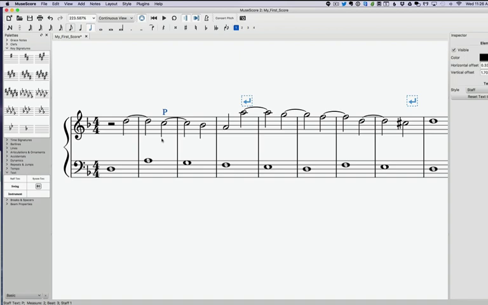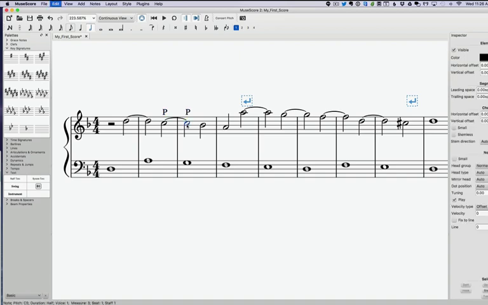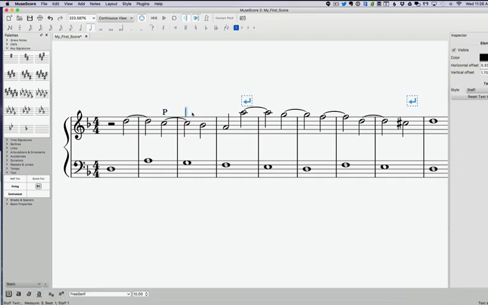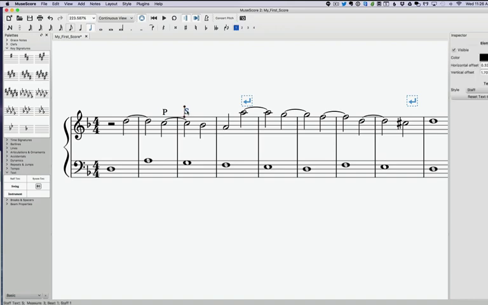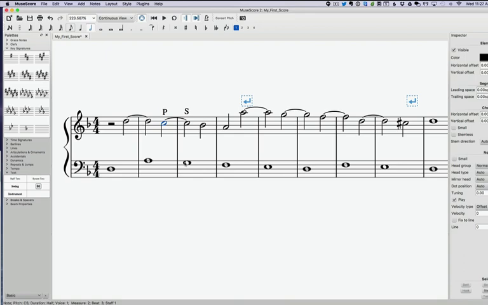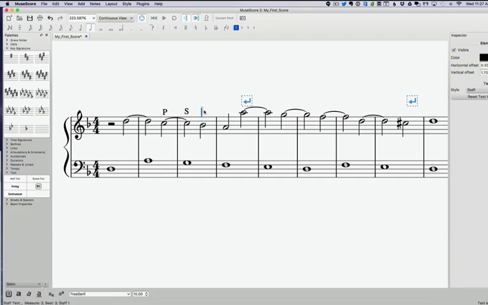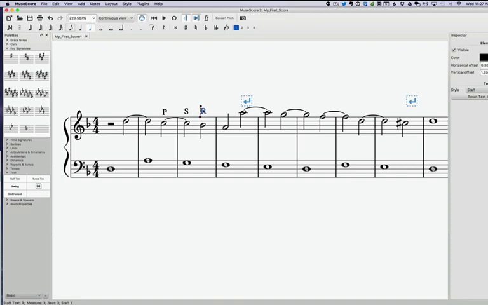The preparation is consonant. Our second thing is the suspension. That's right here. The actual suspension is when our note that was our preparation has now become dissonant. That makes the suspension. And then the third part is the resolution. And that is going to be this note. PSR. Preparation, suspension, resolution.